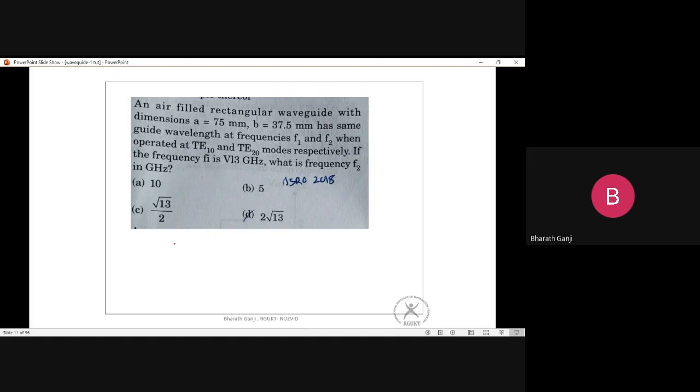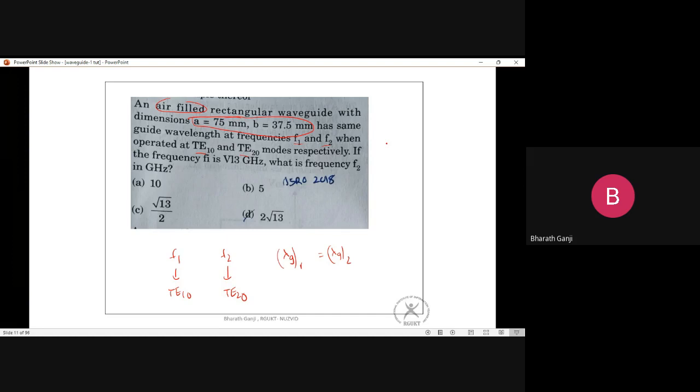So what is the question here? The dimensions of the waveguide are given and it is said it is air filled. They are saying that two frequencies, f1 frequency and f2 frequency, operated at TE10 and TE20, will have the same guided wavelength. What are they saying? Say I operate at frequency f1 in TE10 mode, and at frequency f2 in TE20 mode, then in both cases I get the same guided wavelength, he says. So the guided wavelength in the first case and the guided wavelength in the second case is the same.